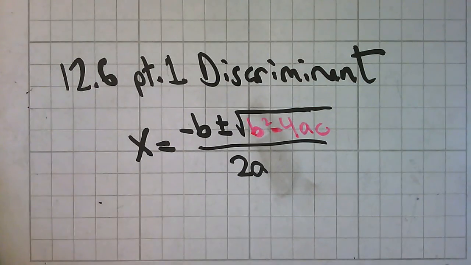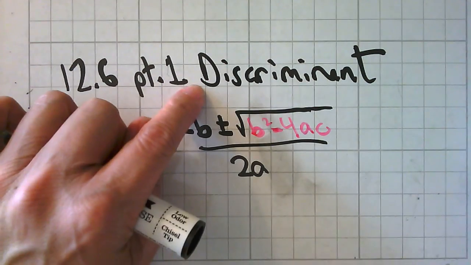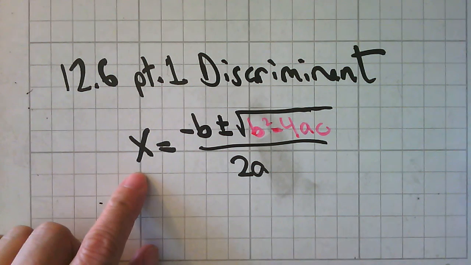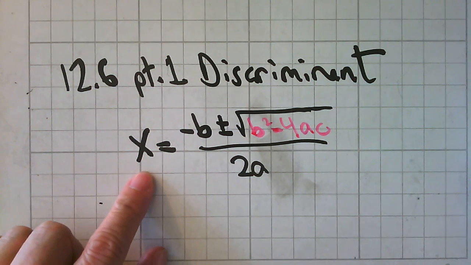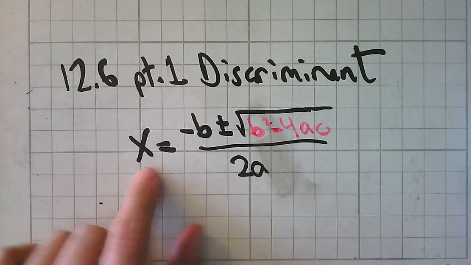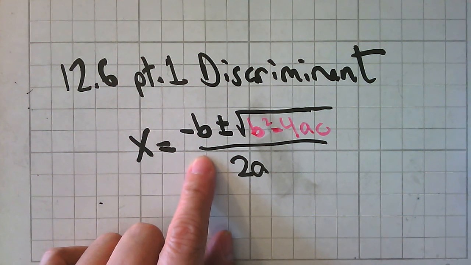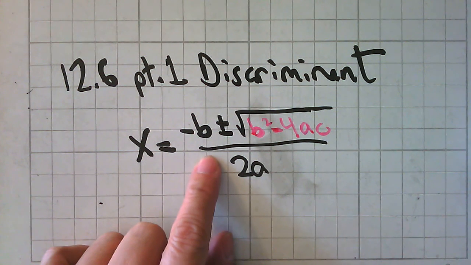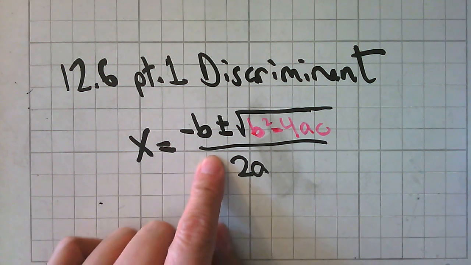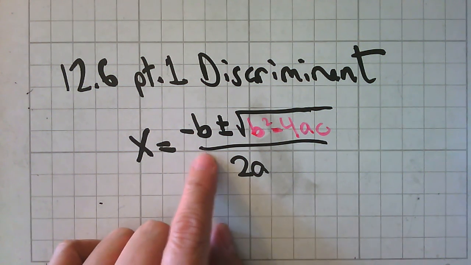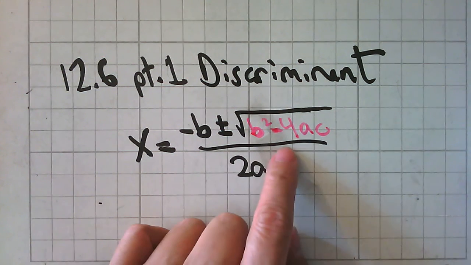All right, so 12.6, the first part we're going to do is the discriminant. Later we're going to be able to solve quadratic equations using this formula. We use this if we can't use the x method or if we can't use roots, right? We're going to get into this more in part 2, but for today, we're going to focus on this pink part, or red.